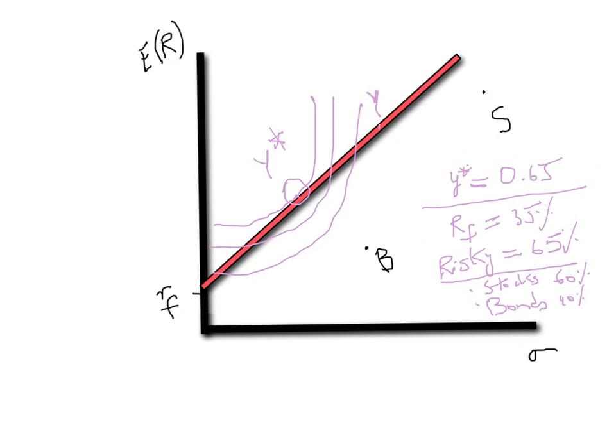Y itself might be comprised of 60% stocks and 40% bonds, which means that 60% of 65,000 will be invested in stocks, and the remaining 40% of 65,000 will be invested in bonds.